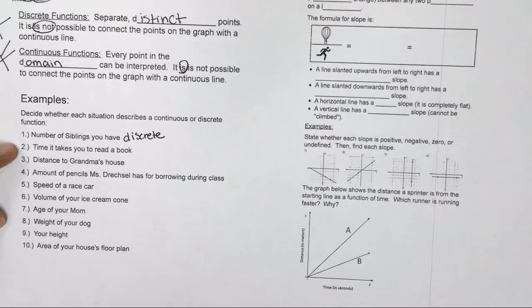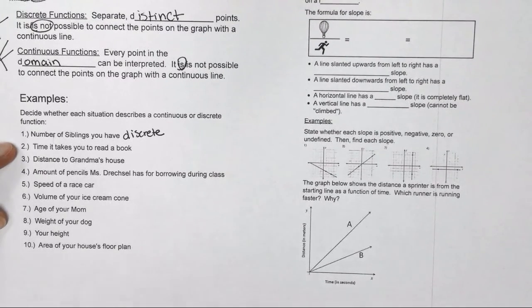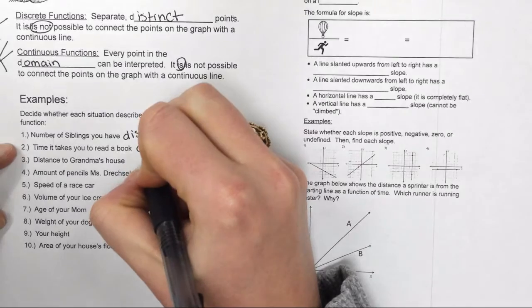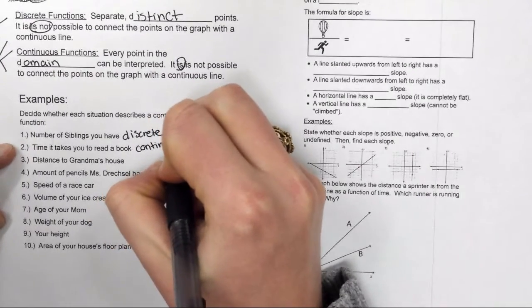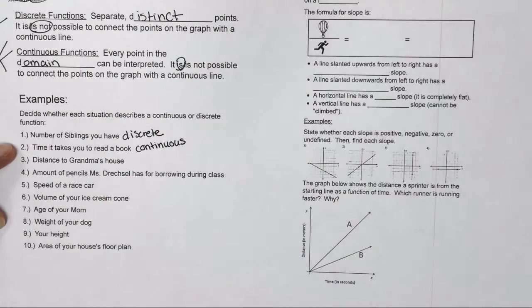The time it takes you to read a book. This is going to be a continuous function because in order to finish a book, you have to read for 1 second, 1 minute, 1.5 minutes, 10 minutes, 12 minutes, so you're catching every single data point in between when you start and when you finish. You can't skip from 1 second to 10 minutes. There's no discrete point. So you're continuously reading from start to finish.